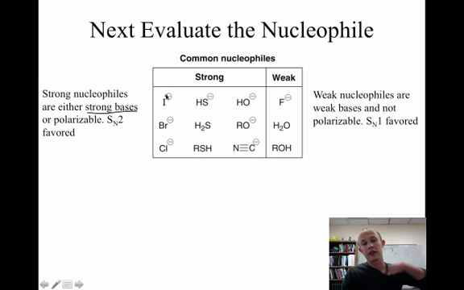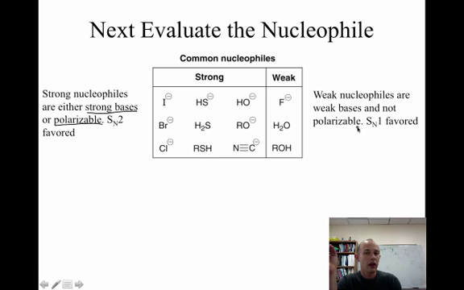These are weak bases. The halogens are weak bases, right? But they're very polarizable. So as we go down in the periodic table, our nucleophiles get fluffier, and those fluffy nucleophiles, the electron cloud can easily get polarized and get attracted to that partially positively charged carbon in our electrophile. Notice these are weak nucleophiles. They're neither strong bases nor particularly polarizable. They're in the second row of the periodic table. So weak nucleophiles are not polarizable. They're weak bases. These tend to favor SN1 reactions.